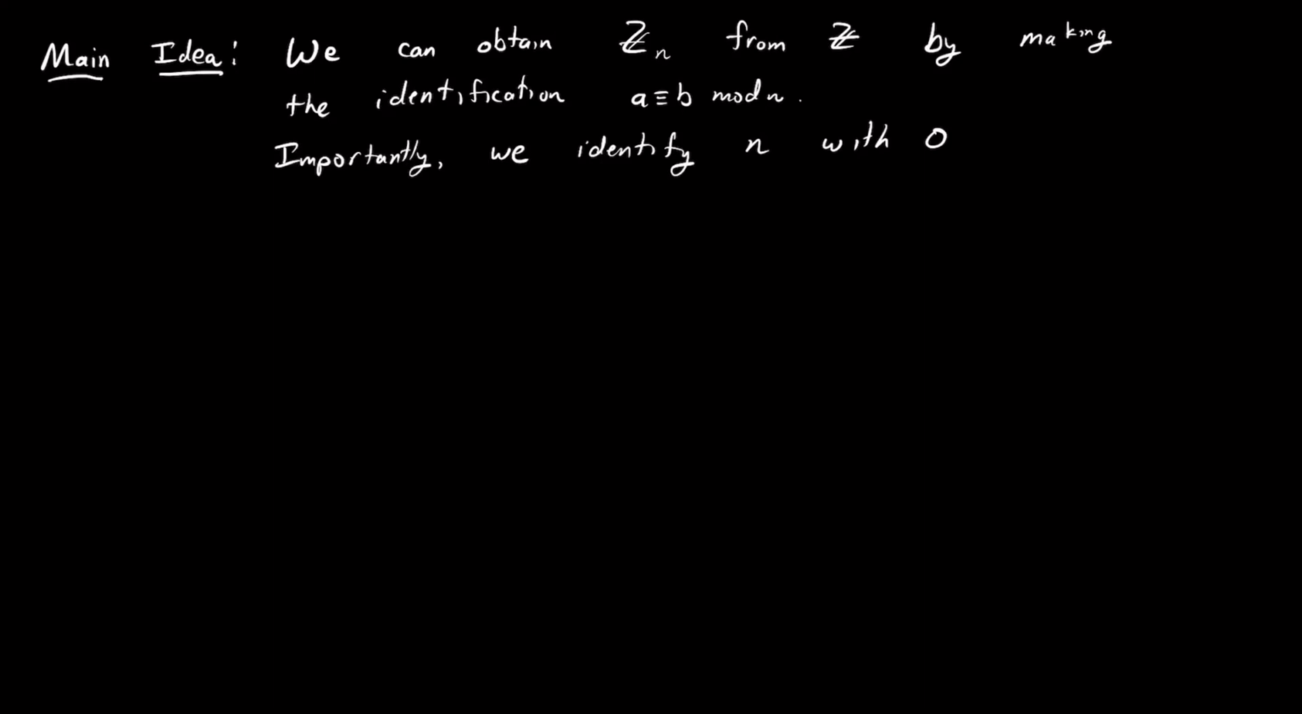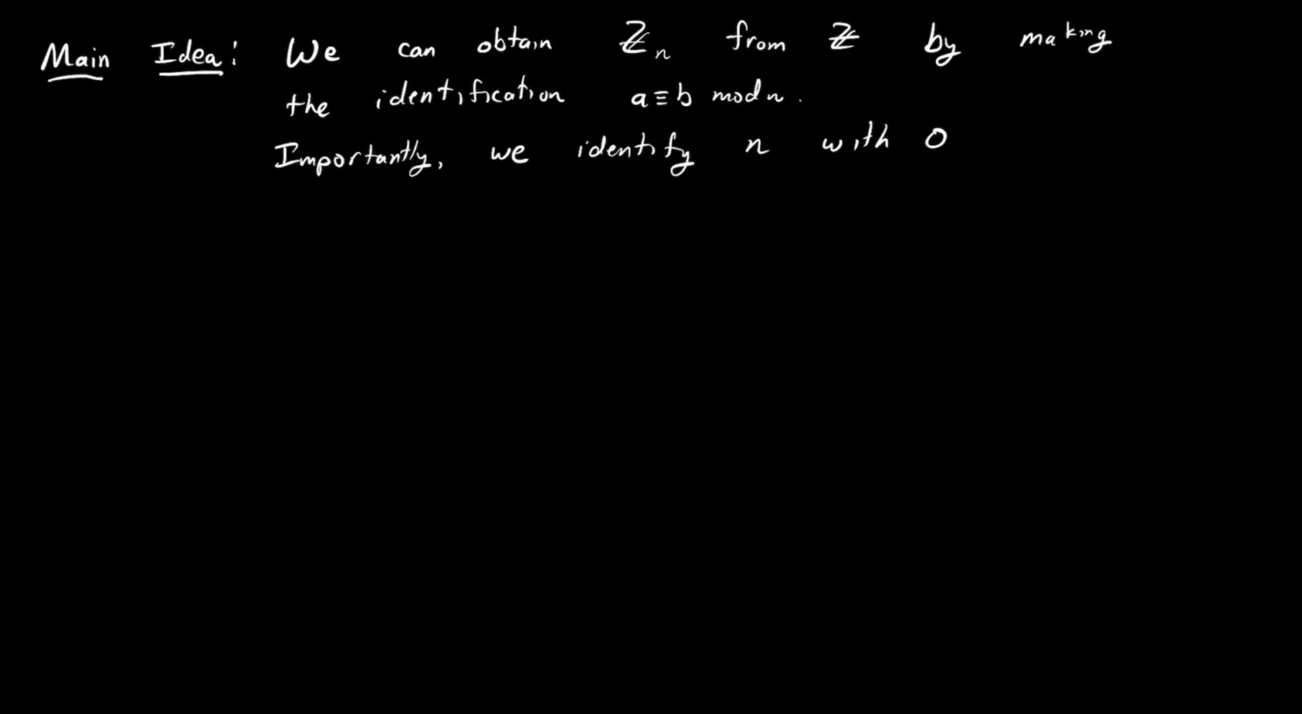Well, so the main idea is the following. This is what we'll use as our motivation. We can obtain Z mod n from Z by making the identification that any two integers a and b are equivalent if a is congruent to b mod n, meaning that n divides a minus b. More importantly, what we're essentially doing is taking the integers Z and setting n equal to 0, and then exploring the consequences of what happens when I identify n with 0.